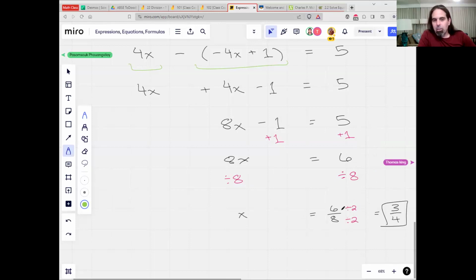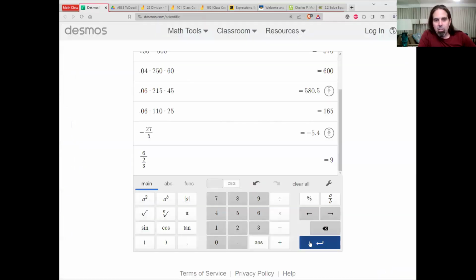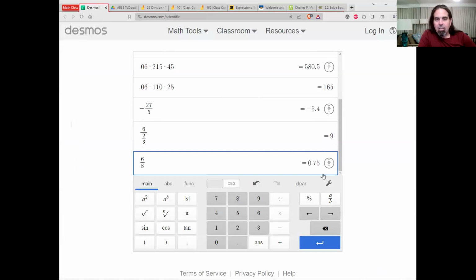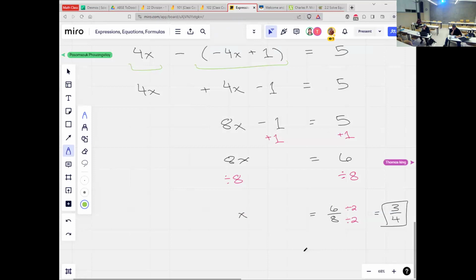And again, if you like calculators, you could just do 6 divided by 8 and have 0.75. There's nothing wrong with that. I'm just doing it the long way. Any questions about that?